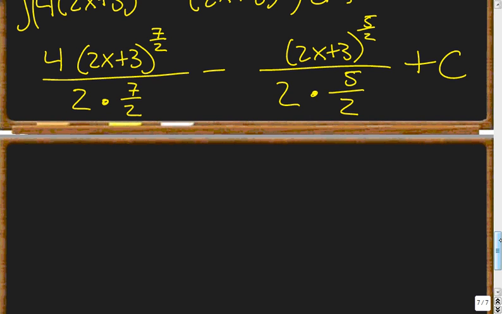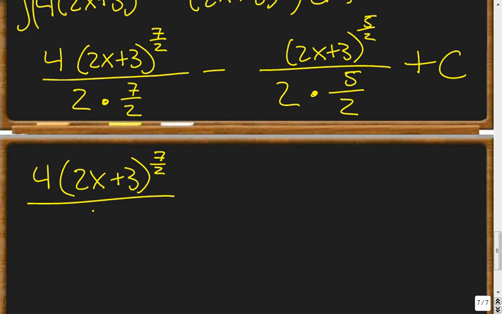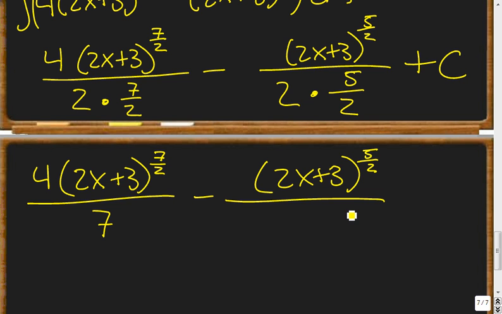So this can be simplified fairly quickly. Over here, you end up with 4 times 2x plus 3 to the 7/2 over 7 minus 2x plus 3 to the 5/2 over 5 plus c. And this is as simplified as you can get, right? Basically, the 2's just canceled each other. And this is your final answer.